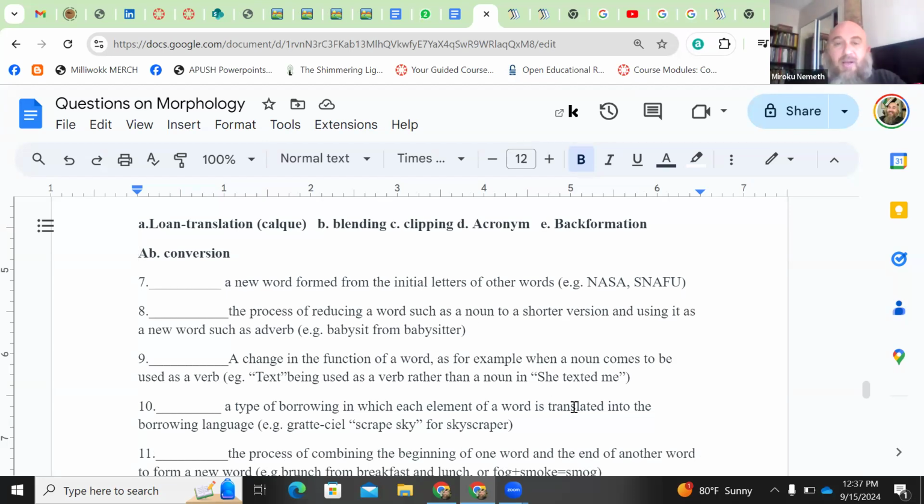A change in the function of the word, for example, when a noun comes to be used as a verb. So text is a noun, essentially, like a text, right? That's a text. But we started to use it as a verb. I remember when you'd use it as a verb, the autocorrect would try to correct it. It's the same with a lot of them. So text being used as a verb rather than a noun, like she texted me, or I texted her.